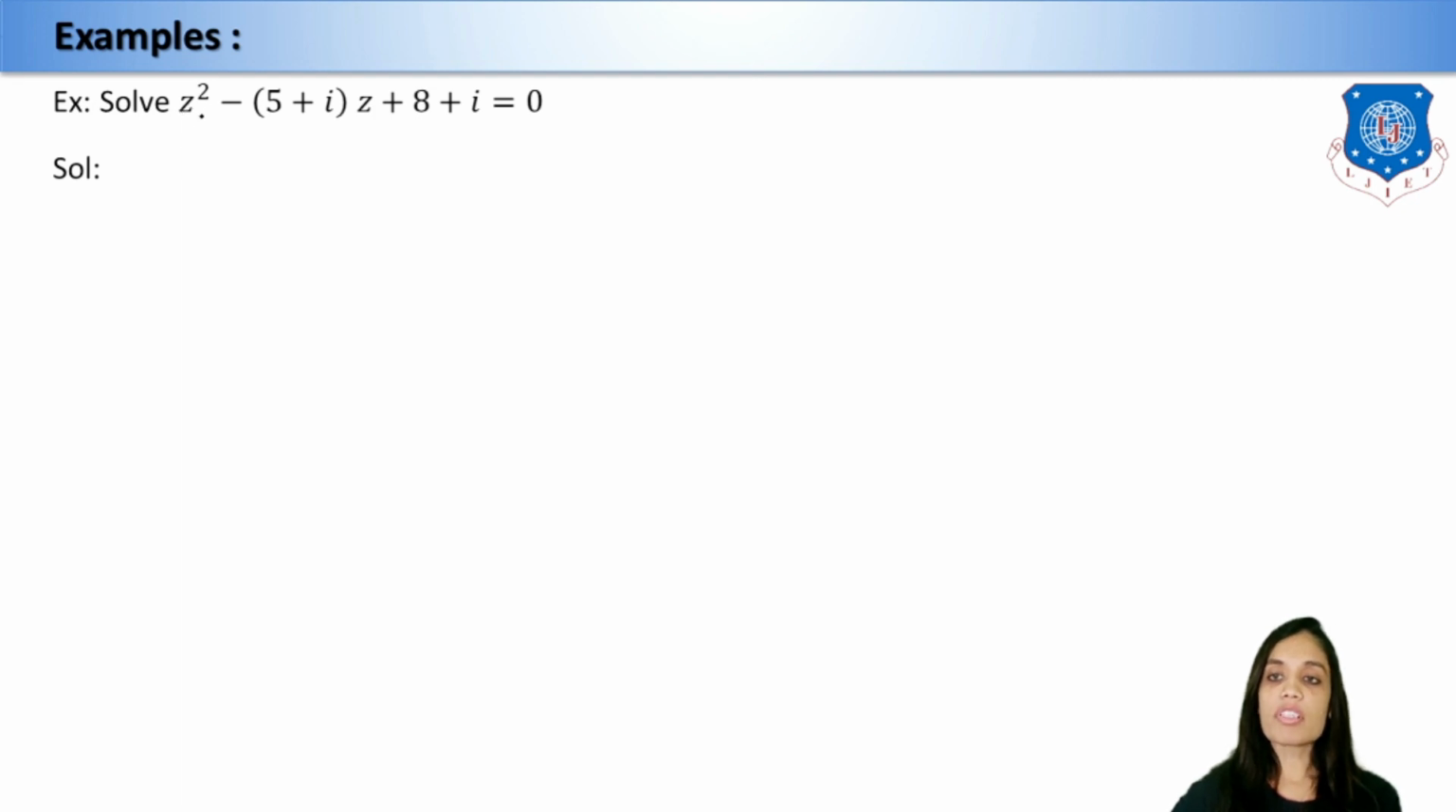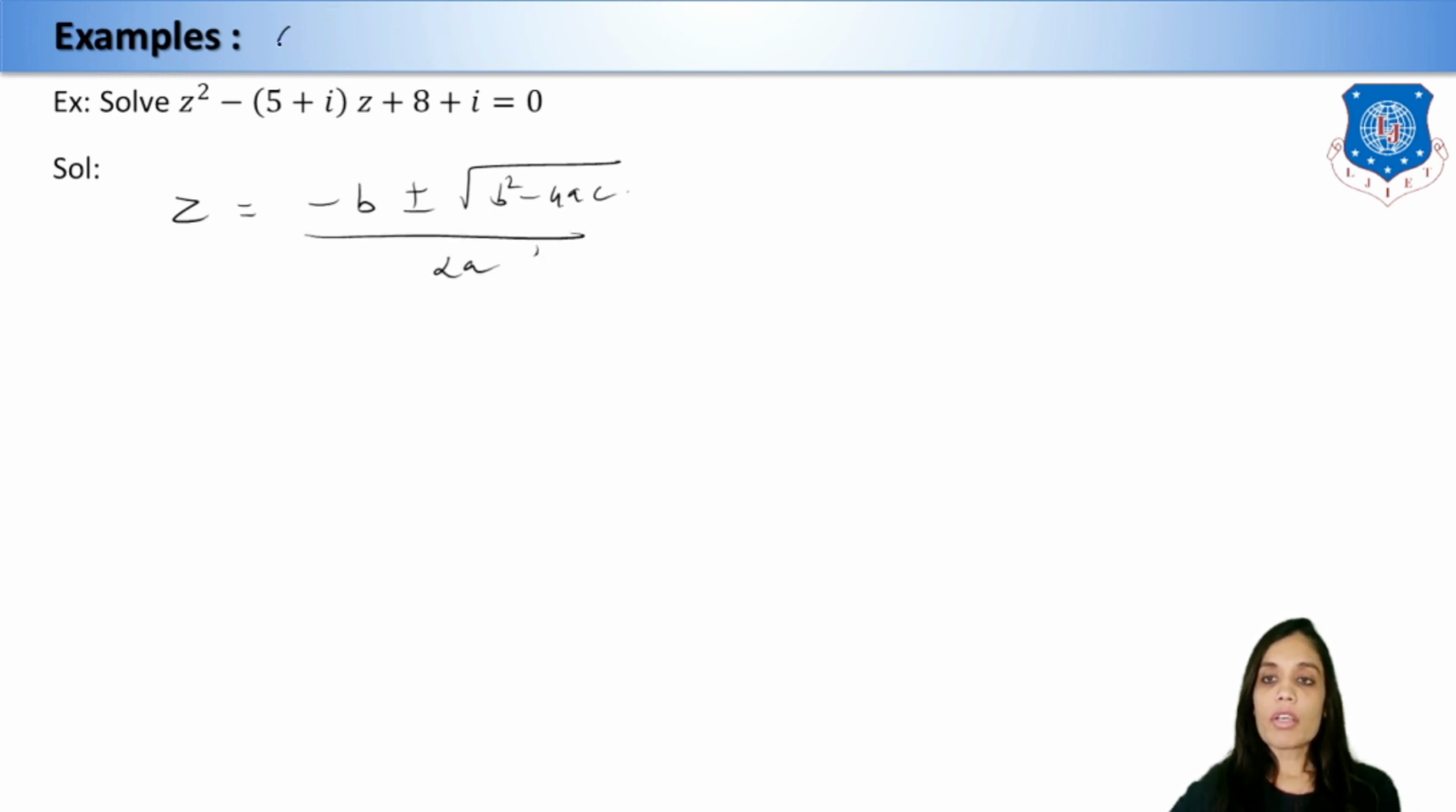We have to solve z square minus 5 plus I times z plus 8 plus I is equals to 0. Just we have to find the roots of this given equation. So it is very simple. Z will be equals to what? Minus b plus or minus under root b square minus 4ac upon 2a. Compare with az square plus bz plus c is equals to 0.